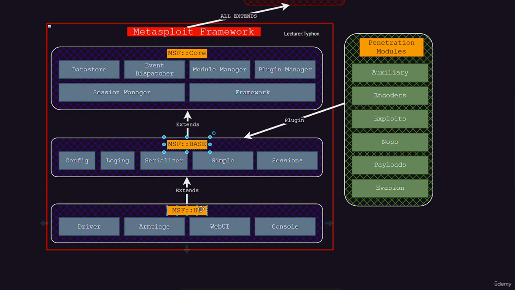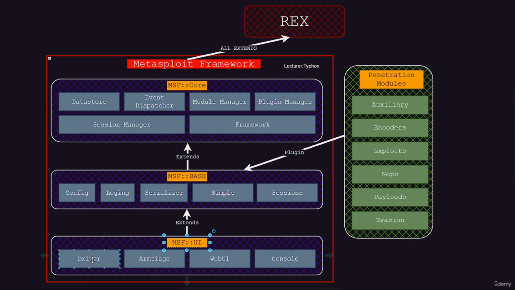And we also have Metasploit UI here. These are the drivers, Armitage, Web UI, console. These are basically the interfaces here. You can interact with a graphical user interface or user interface. Like we can use the console and so on, which we will use when we go to the practical side of Metasploit.